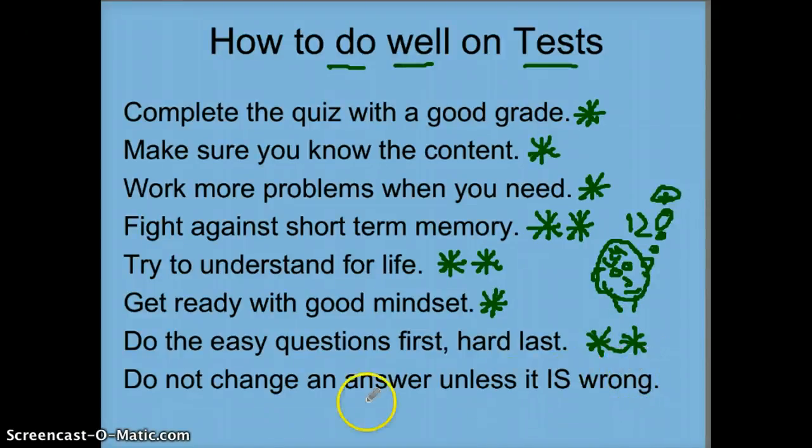All right, another thing, do not change an answer on a test unless you know it is for sure wrong. You made a mistake in adding or whatever. That's my advice on how to do well on tests, and I hope that helps you and encourages you in your good work in eCore College Algebra.